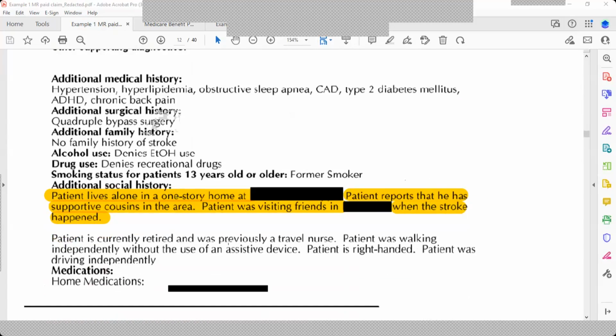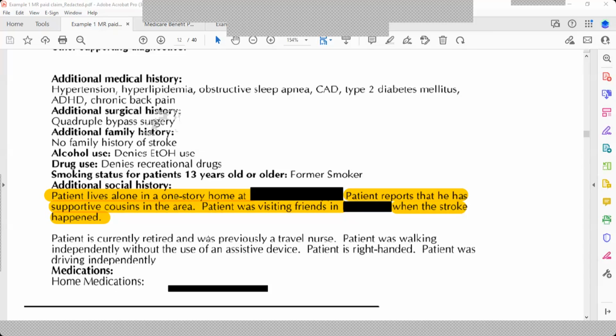The documentation states that the patient lives alone in a one-story house and has supportive cousins in the area, and that he was visiting friends when the stroke happened. The documentation throughout the chart states the same information that can be found on this page. As you can see, there are some inconsistencies as to the patient's social history.